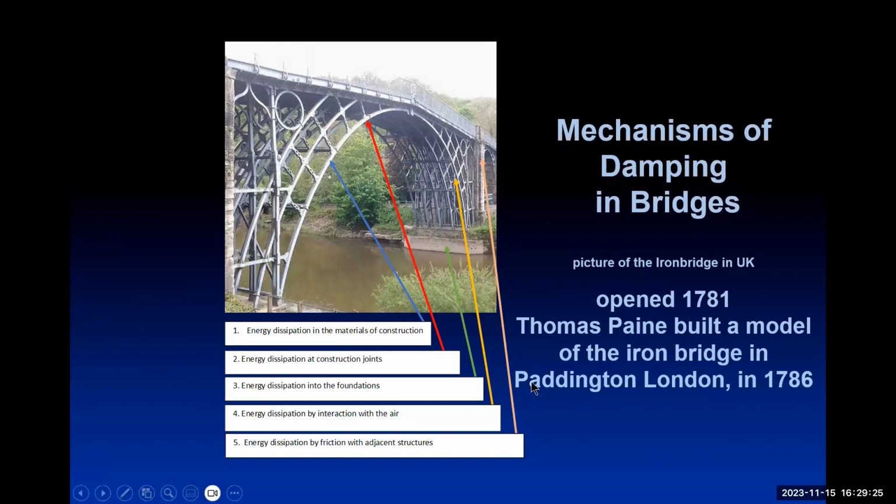So what we have here is energy dissipation. Where do we get it? Well, we have energy inside the material of construction. We have energy dissipation at the joints; differential movement at the joints causes that. We have energy dissipation into the foundations. We have energy dissipation by interaction with the air. That can be a problem sometimes, but at low amplitude it tends not to be. And then we have friction interaction with adjacent structures.